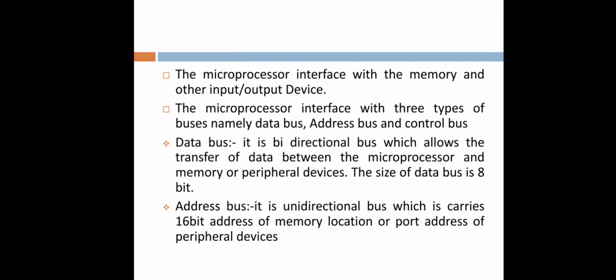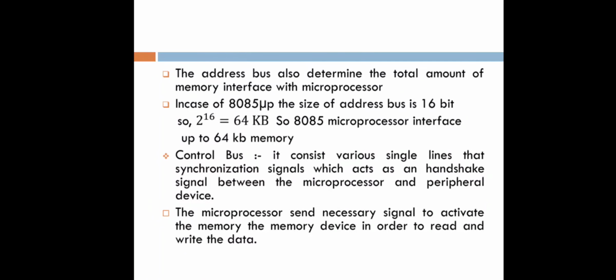Address bus. It is a unidirectional bus which carries the 16 bit memory location or port address of a peripheral device. The address bus also determines the total amount of memory interfaced with the microprocessor. In case of 8085, the size of the address bus is 16 bit. So 2^16 is equal to 64 kilobytes. So the 8085 microprocessor can interface up to 64 kilobytes of memory.